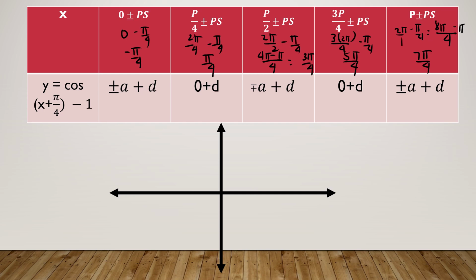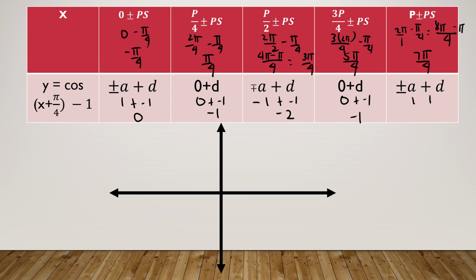After that, we're going to solve for the value of y. So let's substitute the value of a and d. The value of a is 1 and the value of d is negative 1. So we're going to start with 1 plus negative 1, which is equal to 0. 0 plus negative 1 is negative 1. Negative 1 plus negative 1 is negative 2. 0 plus negative 1 is negative 1.